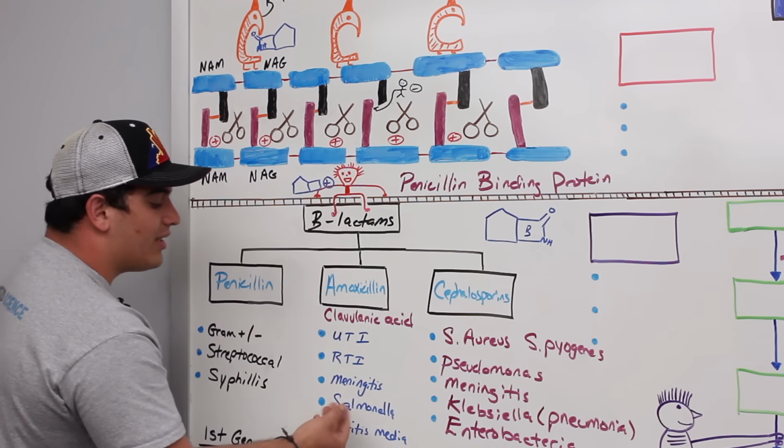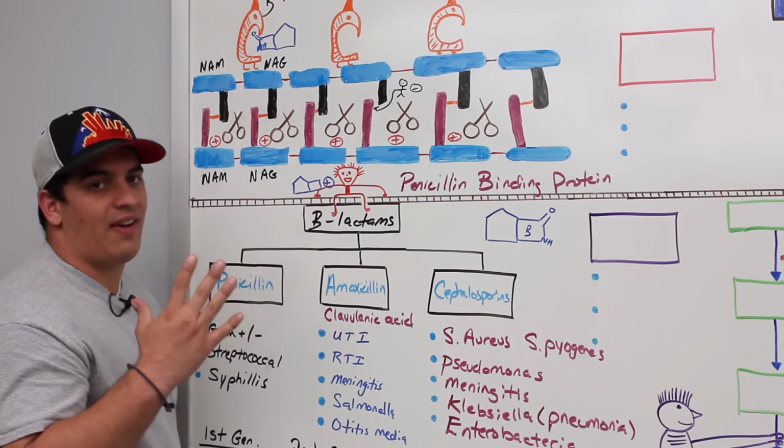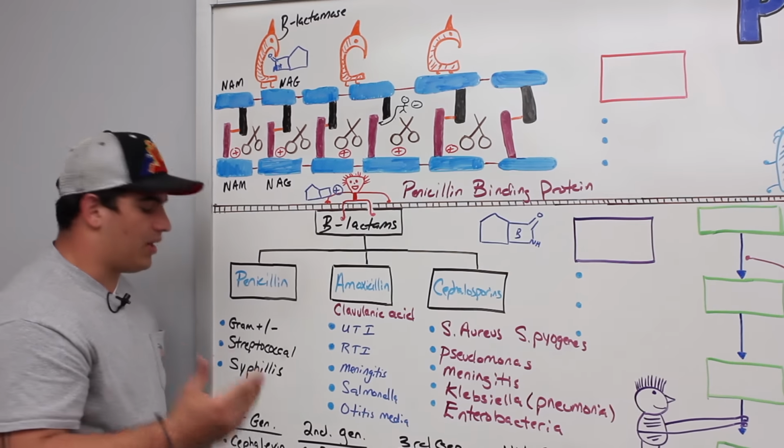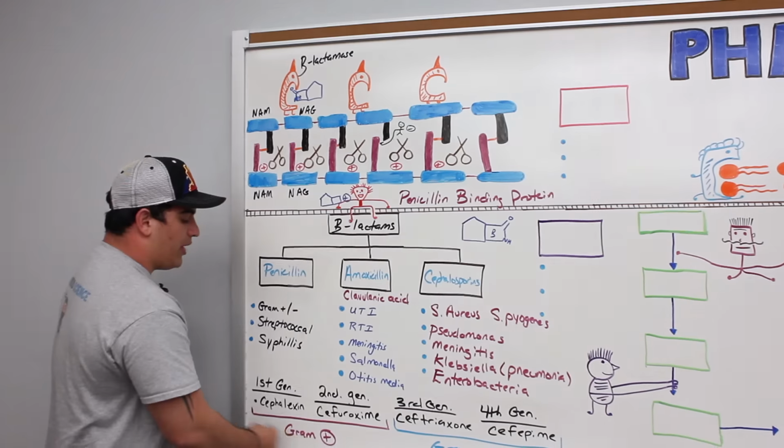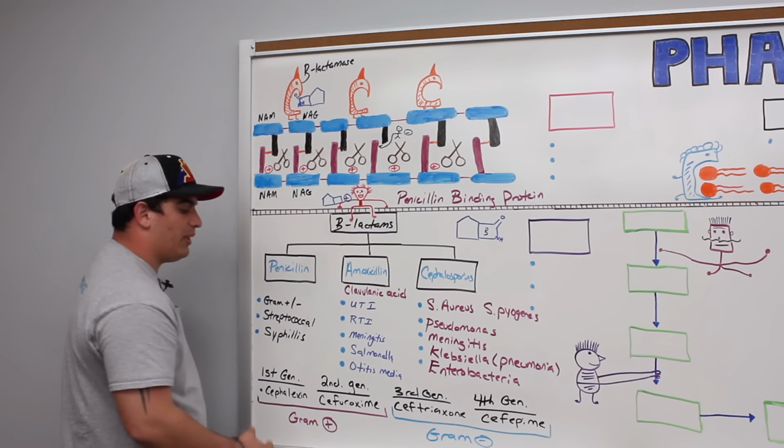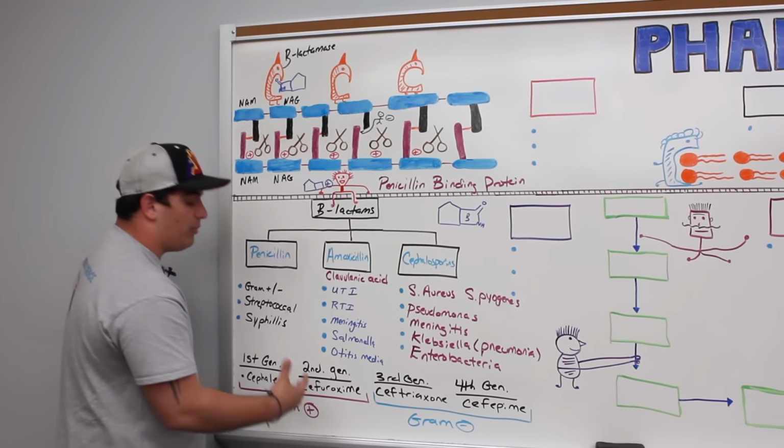Okay? And then cephalosporins, we said there are 4 main generations. There is a 5th, which I said can treat MRSA. First generation and second generation are mainly for gram-positive. First generation could be like cephalexin. Second generation could be like cefuroxime.